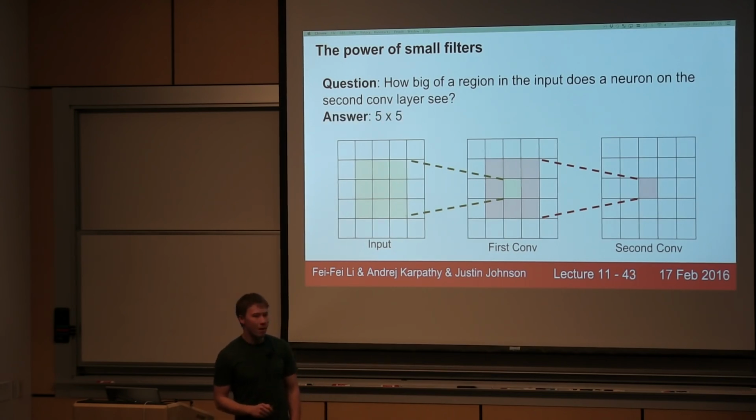But the answer is 5x5, and it's pretty easy to see from this diagram why. This neuron after the second layer is looking at this entire 3x3 volume in the intermediate layer. In particular, this pixel in the intermediate layer is looking at this 3x3 region in the input. So when you look at all 3 of these, this neuron in the third layer is actually looking at this entire 5x5 volume in the input.